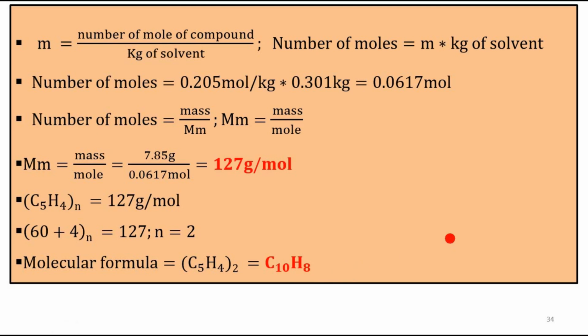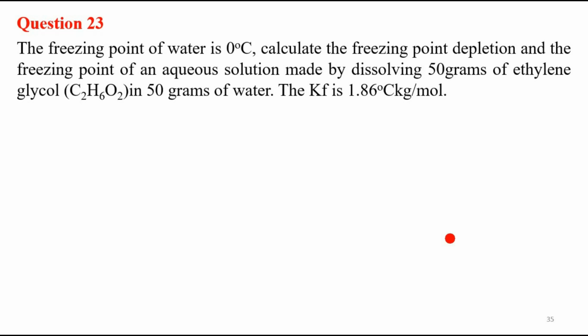Question 23 is saying the freezing point of water is 0 degrees Celsius. Calculate the freezing point depression and the freezing point of an aqueous solution made by dissolving 50 grams of ethylene glycol in 50 grams of water. The Kf was given. So here they are asking for the freezing point depression, which is delta T_f, and the freezing point. So what do we have?